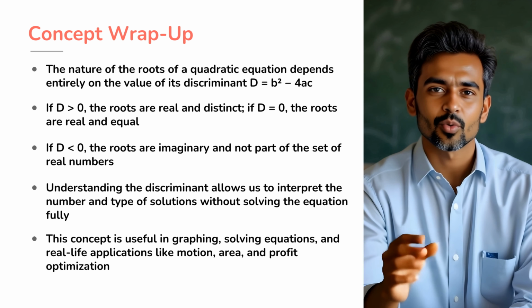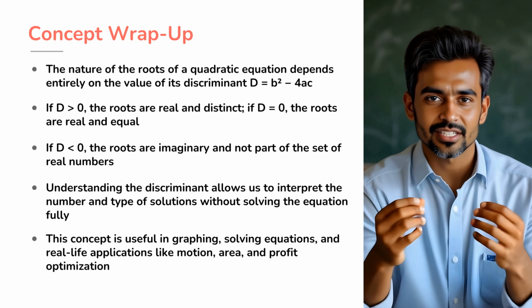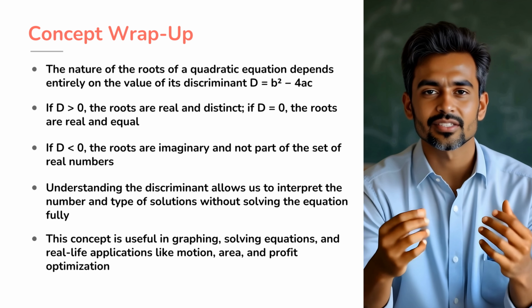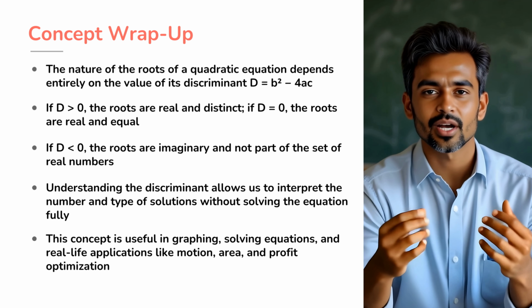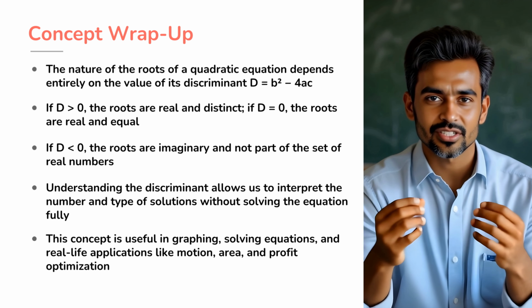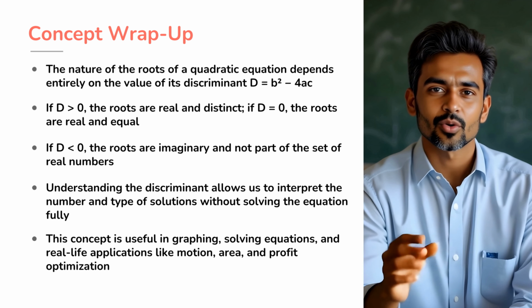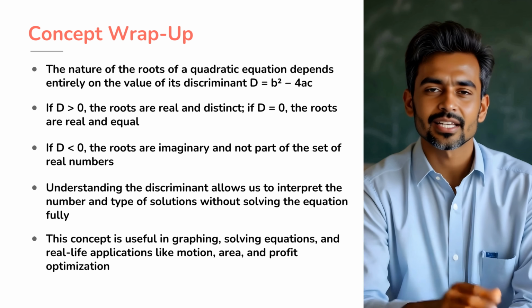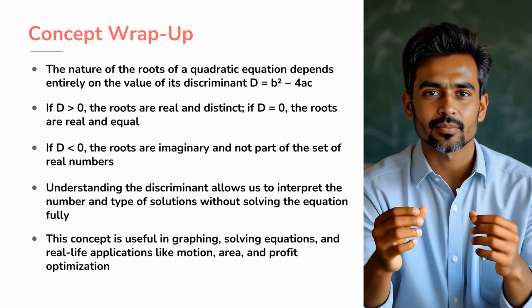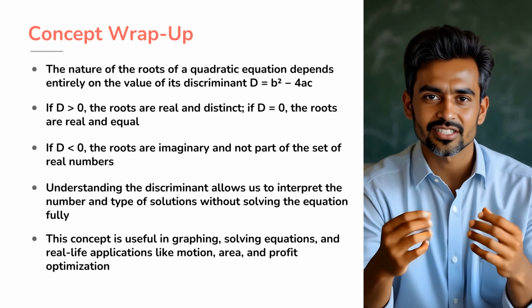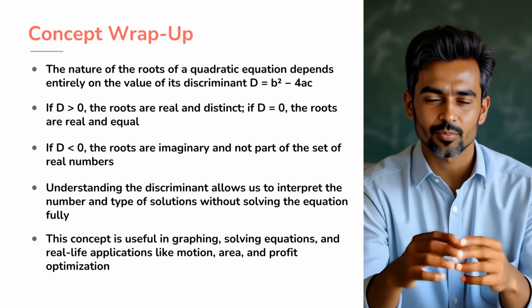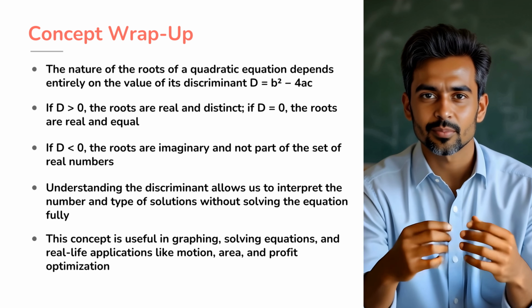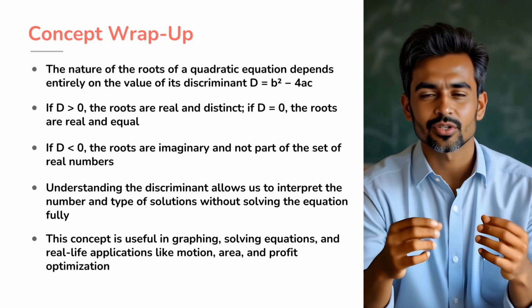Let's quickly revise what we've learned today. The discriminant D equals b squared minus 4ac tells us the nature of the roots of a quadratic equation. We saw how D greater than 0 gives two distinct real roots, D equals 0 gives two equal real roots, and D less than 0 gives no real roots. This concept is not just theoretical, it helps us quickly analyze and predict solutions in real-world problems like motion, area optimization, and economic profit models.